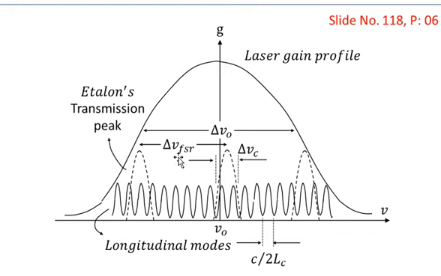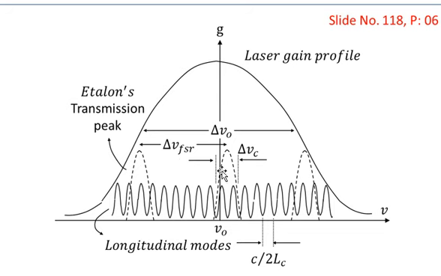And you will notice one quantity which I have represented as delta nu FSR. FSR stands for the free spectral range. The free spectral range is the difference in frequency between two consecutive peaks of the transmission of the etalon, and these must be consecutive peaks. So delta nu FSR is the separation between two consecutive transmission peaks of the etalon.